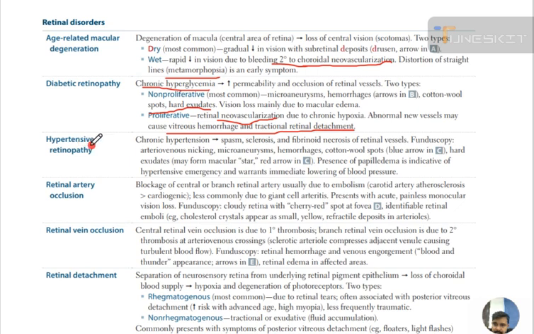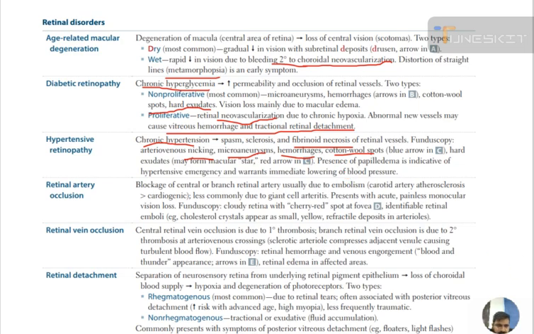The next type is hypertensive retinopathy. It results from chronic hypertension. It has characteristic features of spasm, sclerosis, fibrinoid necrosis of retinal vessels. Fundoscopy shows arteriovenous nicking, microaneurysms, hemorrhages, cotton wool spots. Hard exudates can also be seen in this, may form macular star.